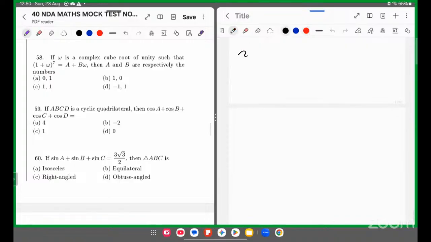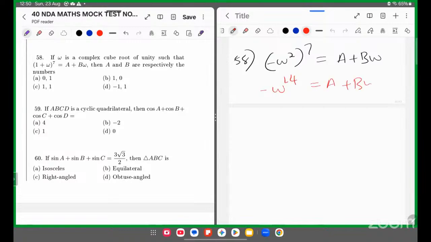Question number 58. If omega is a complex cube root of unity, such that (1 plus omega) raised to 7 equals a plus b omega. We know that 1 plus omega is minus omega square, so (minus omega square) raised to 7 equals a plus b omega. This is minus omega raised to 14.